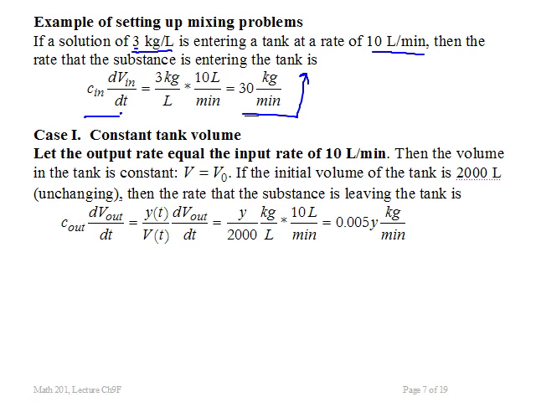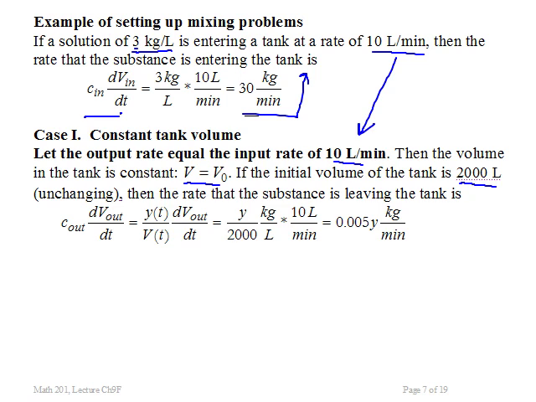Alright, now let's say that there's a constant tank volume. To have a constant tank volume, that means the output rate had better equal the input rate, because you don't want any change in volume here. Okay, so if the volume in the tank is constant, it just equals whatever you started with. We'll let the initial volume in the tank be 2,000 liters.